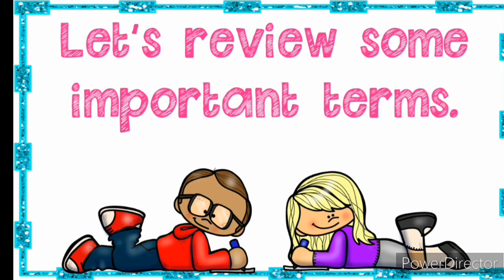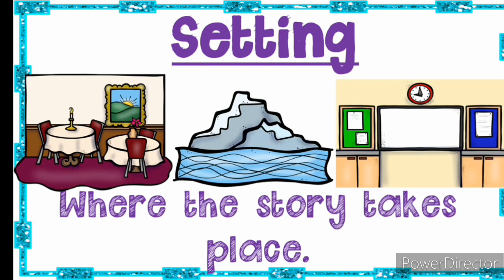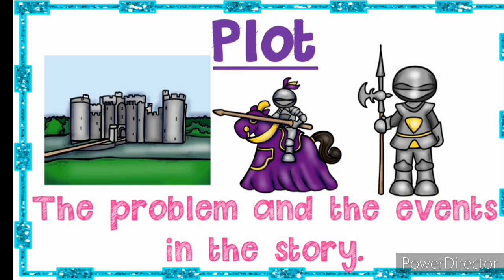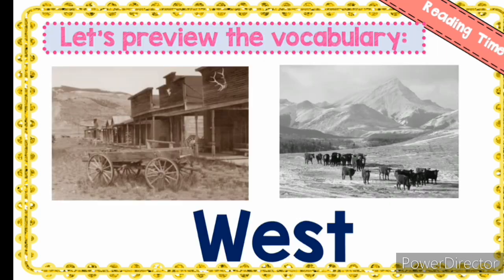Now let's review some important terms. Characters, the people or animals in the story. Setting, where the story takes place. Plot, the problem and the events in the story. Now, let's review the following spellings for this story: stream, compete, and problem. Let's preview the vocabulary words.